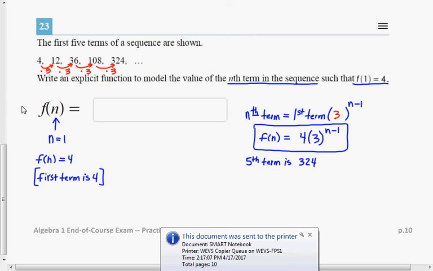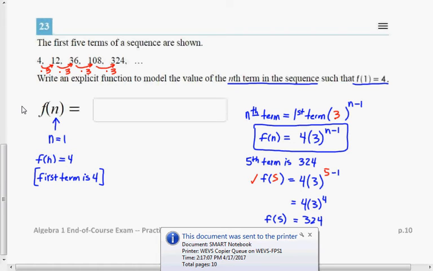Okay, if we check this, does this formula tell us that the fifth term is 324? Well, the fifth term, f of 5 in other words, can be found by taking 4 and multiplying it by 3, 5 minus 1, or 4 times. So this gives me 4 times 3 to the 4th power, and you can grab a calculator if you want, and you'll see that sure enough, f of 5 equals 324. So this formula worked to find the fifth term. You could test it to find the fourth term. You could make a list, but this should be enough for us to confirm that.